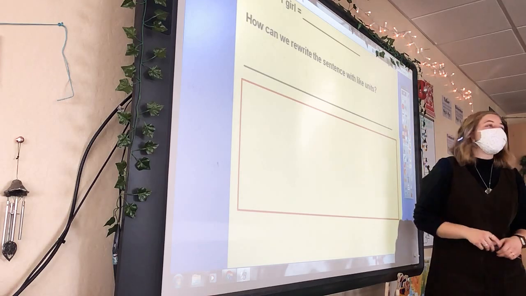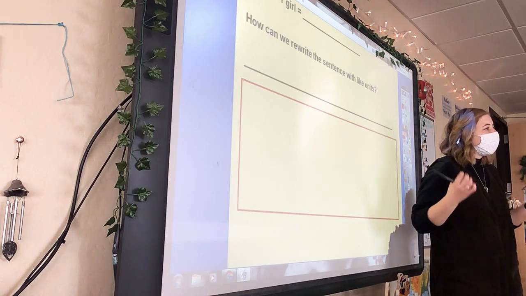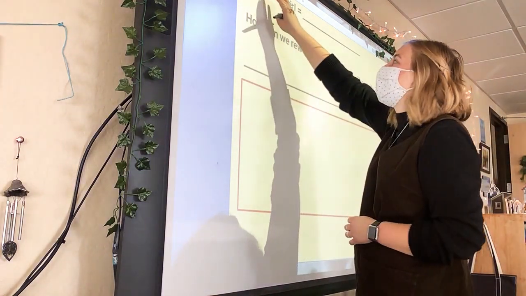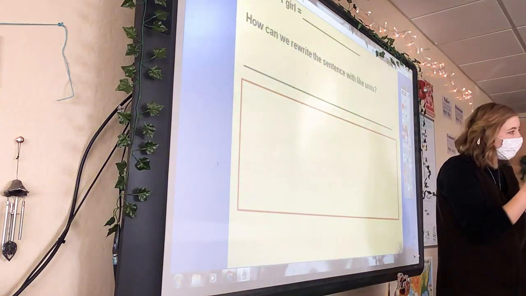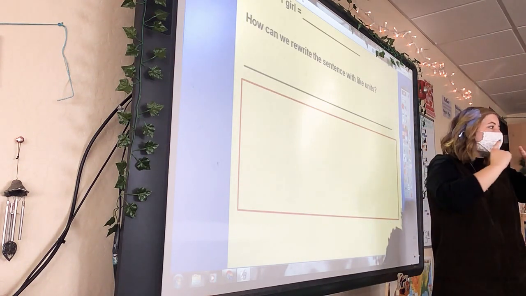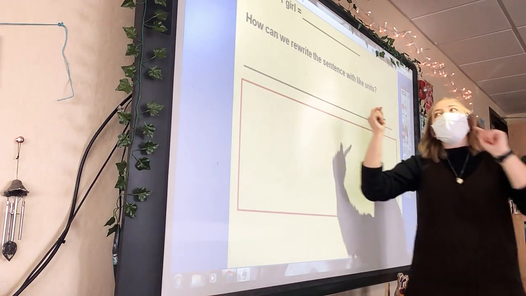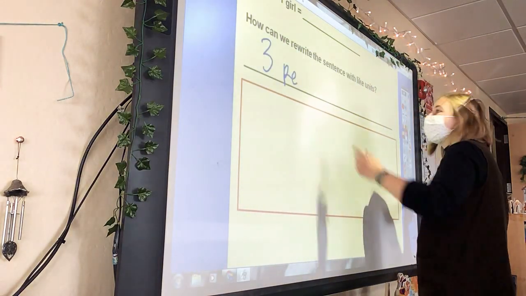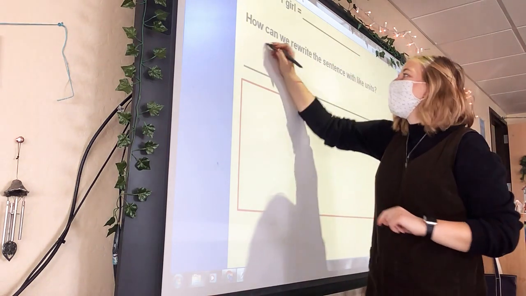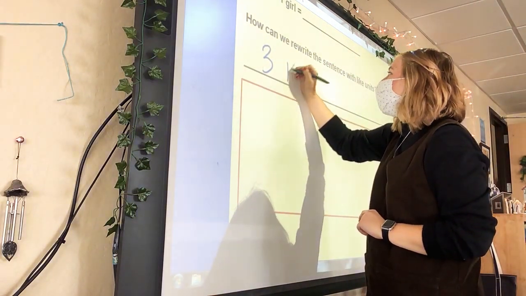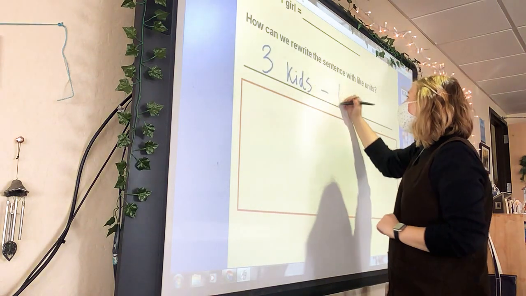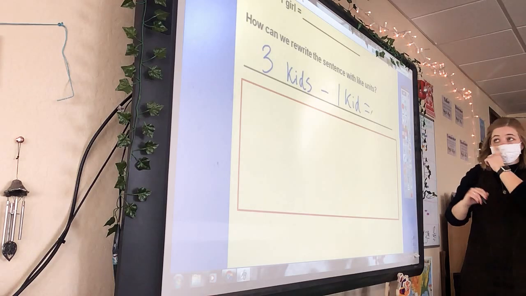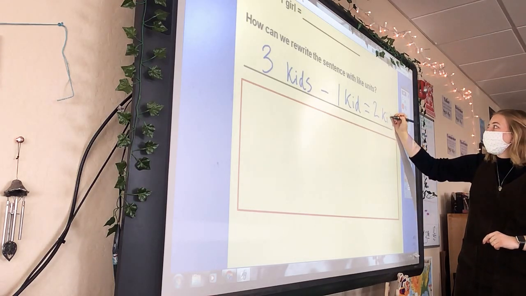So, in order to rewrite that sentence, I have to make it the same unit, right? You might remember from last week, I can't subtract a girl from a boy. But I can subtract a person from people, right? So I can change it to 3 kids minus 1 kid. How many kids do I have now? Ready? Go. 2 kids.